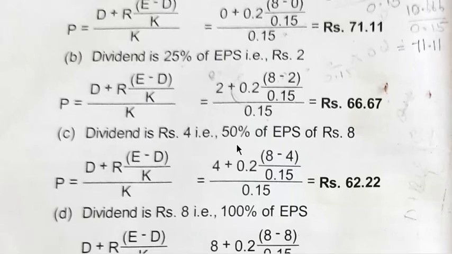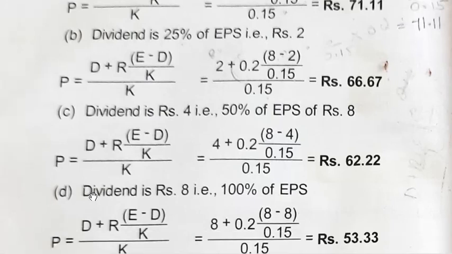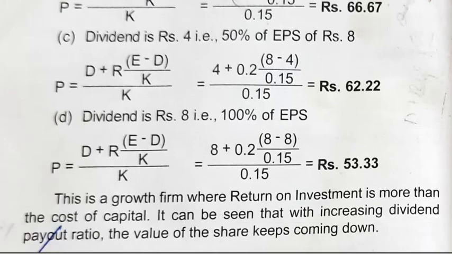Same way, when the dividend payout is 50% on EPS, 8 rupees into 50%, you will get 4 rupees. Put the formula, calculate the values, you will get 62.22 rupees. Last one is when the dividend is rupees 8, which is 100% of EPS. So 8 plus R, the rate of return, 0.2, into E, which is 8, minus 8 divided by 0.15, the whole divided by 0.15. You will get the answer as 53.33.